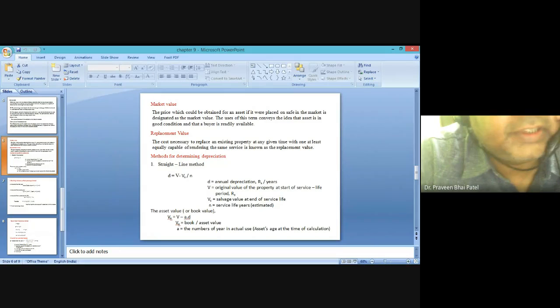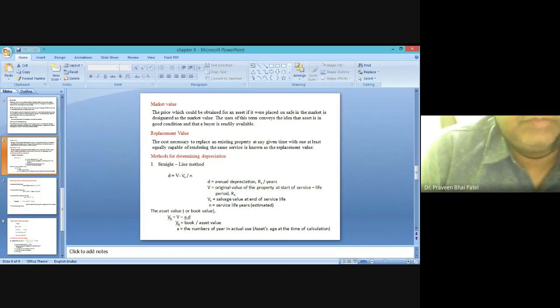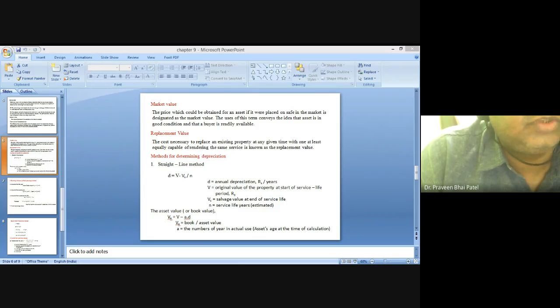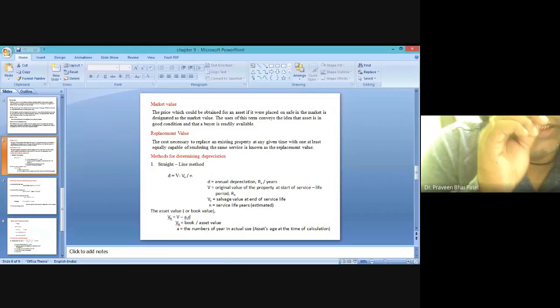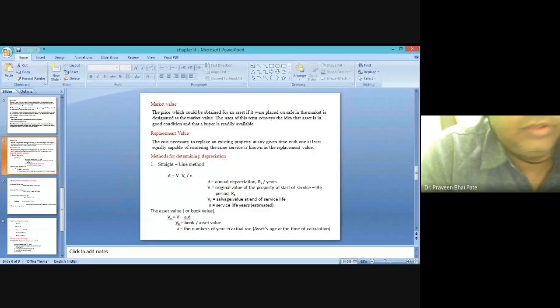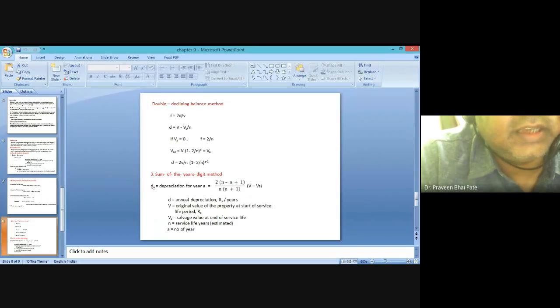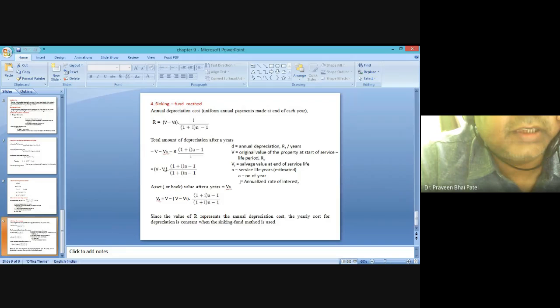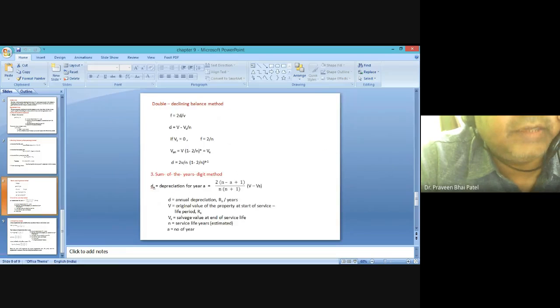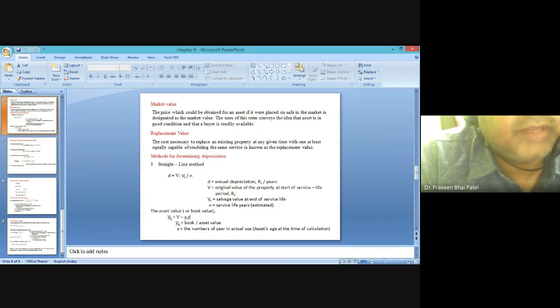depreciation. I have told you that there were different methods which were helpful in determining the depreciation, and those were the single declining method, straight line method. Then you were having declining balance or fixed percentage method. Then there was double declining method, the advanced version of declining method. Then we had sinking fund method. So we are basically dependent upon these three methods.